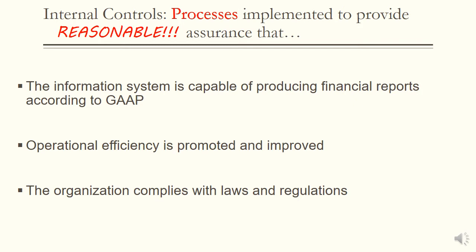It'll provide reasonable assurance that operational efficiency is promoted and improved. In other words, it'll prevent management and employees from stealing from the company, making sure that assets are accounted for, assets are maintained. And finally, reasonable assurance that the organization complies with laws and regulations. These are the controls designed to prevent cheating, making sure that the people who are doing the job for your company are doing it in accordance with the laws and regulations that the company must abide by.